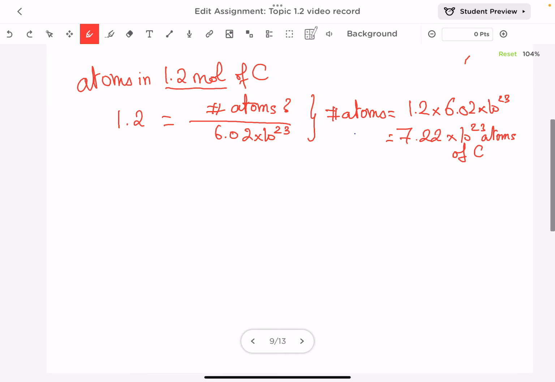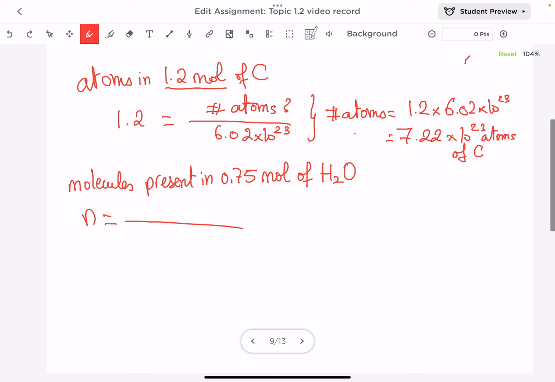Let me give you one more example. Let's say the question is to calculate how many molecules present in 0.75 moles of H2O, molecules of water. So again, using this formula, number of molecules and Avogadro's number, we can determine the number of molecules present.